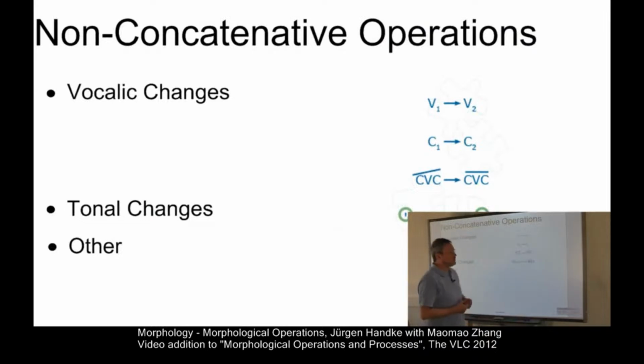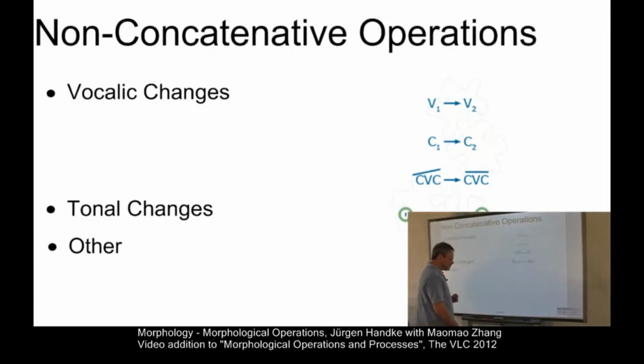Now let's look at some non-concatenative operations. Well, they show us that the picture of words consisting of a string of morphs is too simple across languages. Besides affixation, there are quite a few other formal operations by which complex word forms can be derived. These operations, in summary, are called non-concatenative operations, since the resulting word cannot easily be segmented into morphs.